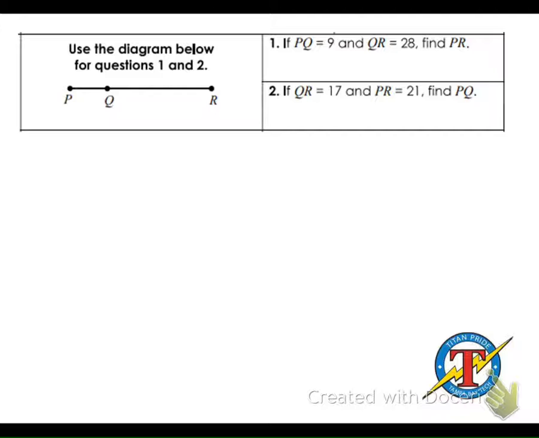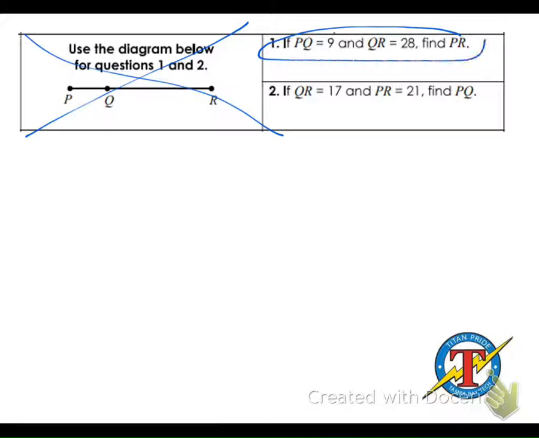Okay, so main idea here. If I didn't give you this picture, then you would want to make sure you draw it, okay? Always draw geometry. And if you draw a picture of it, then trust me, it's easy. Okay, so here we go.